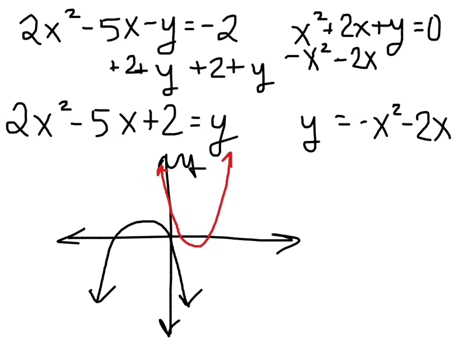Okay, now, how many times do they cross? None. They don't. So therefore, what should be my answer? No solution. No solution. Just to verify it, what I want you to do is I still want you to go second trace, option 5, and run it on there and see what they give you for an answer.